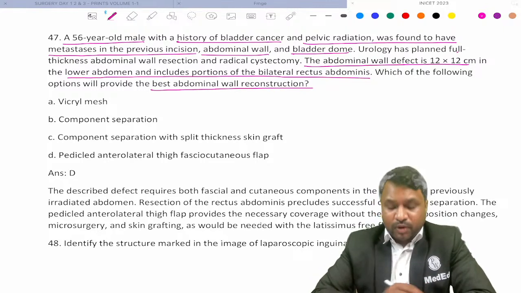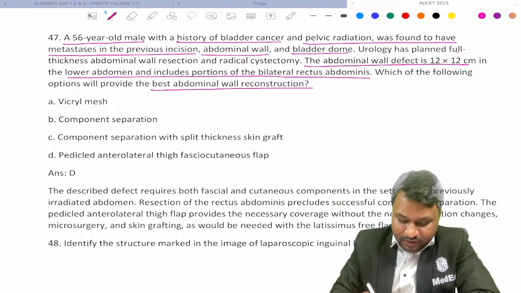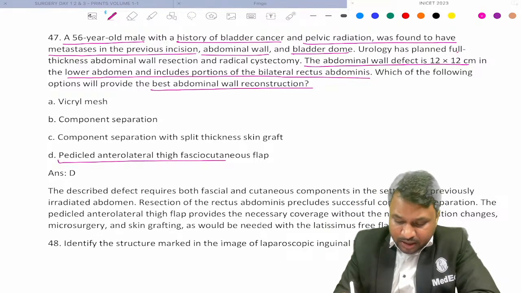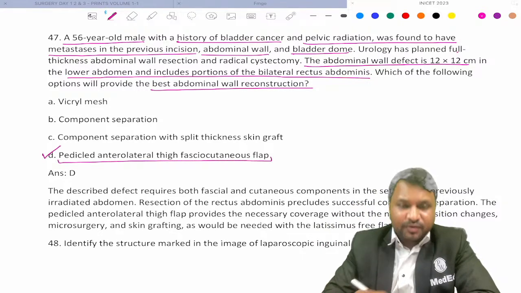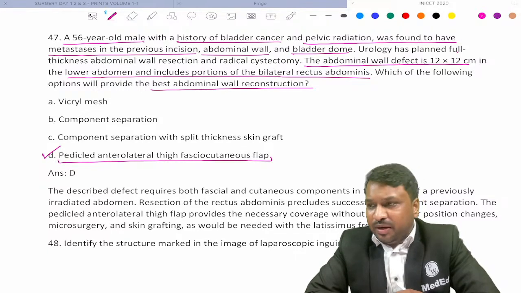The best abdominal wall reconstruction will be with a flap. And here, when you talk about the flap, you have the pedicled anterolateral thigh fasciocutaneous flap, which is a combination flap, right? Component separation will only be able to clear up a defect of 10 centimeters. If it is greater than that, you have to use a flap reconstruction.